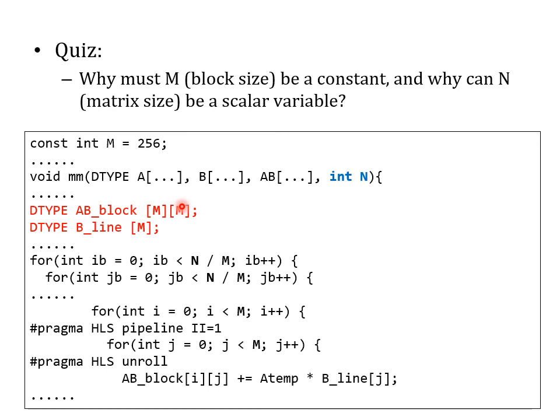And why can N be a non-constant variable? N doesn't correspond to any of the hardware parameters. It's not related to the unrolling factor or the array partitions. So we can make our design flexible enough to process any power of 2 squared matrices by making N into a variable. Okay.